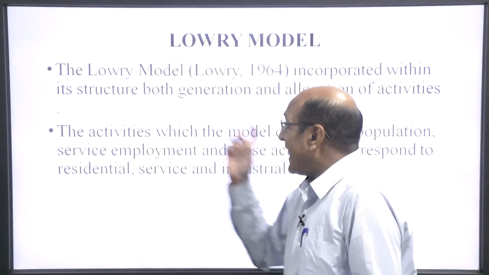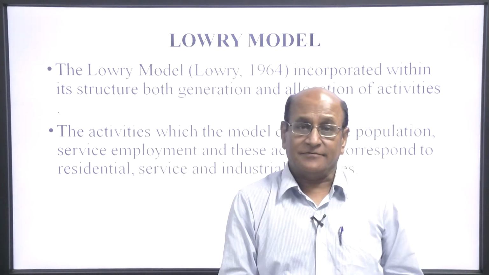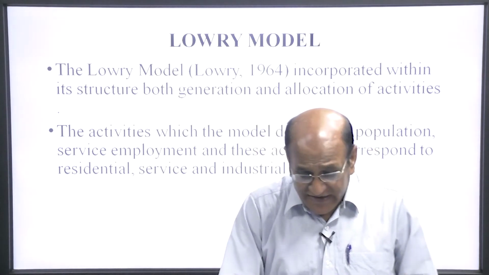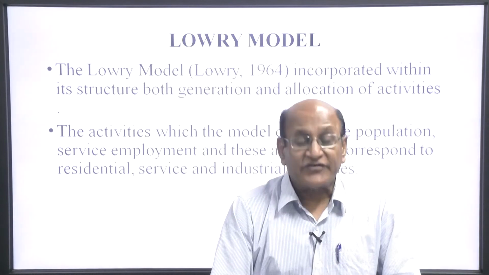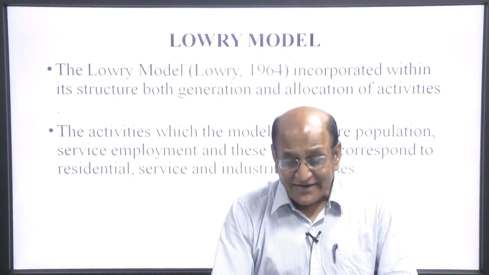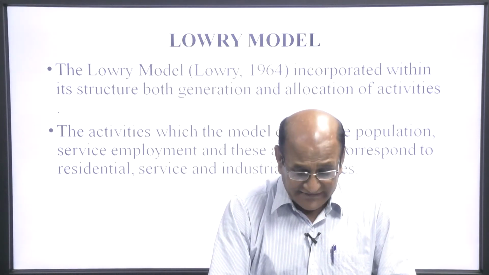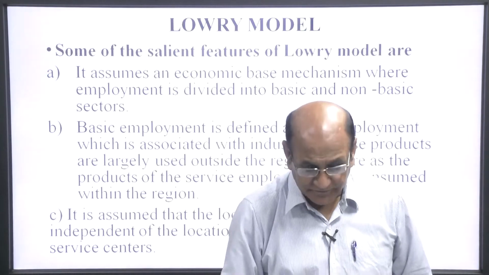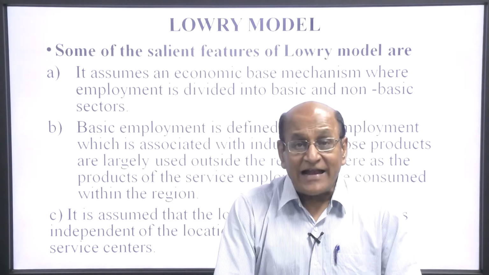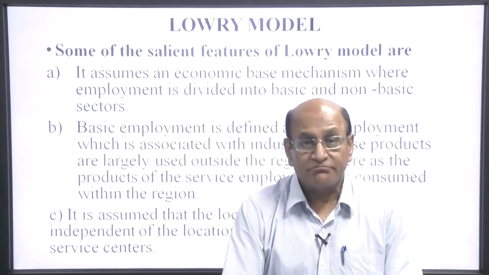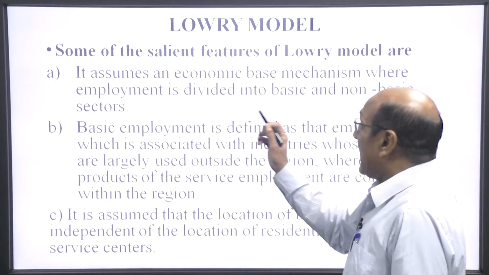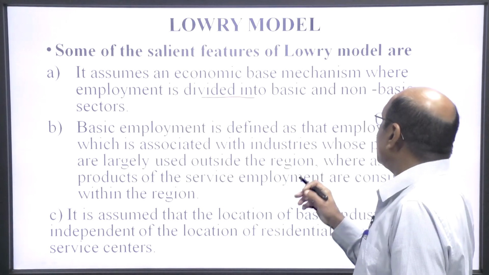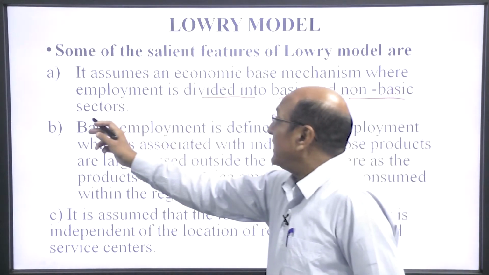The Lowry model incorporated within its structure both generation and allocation of activities. The activities which the model defines are population, service, and employment, and these activities correspond to residential, service and industrial land use. Some of the salient features of the Lowry model are: first, it assumes an economic base mechanism where the employment is divided into the basic and non-basic sectors.